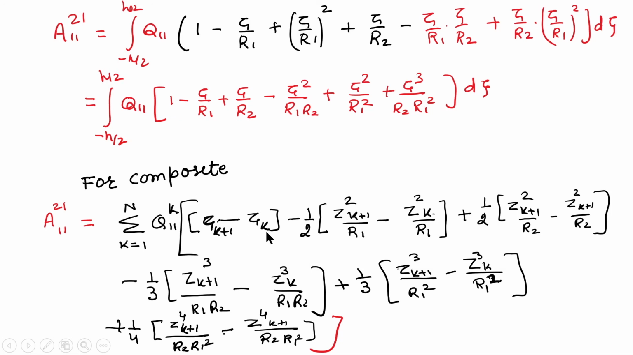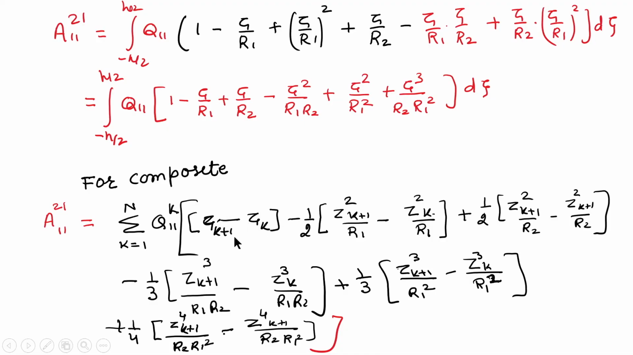So, if there is one layer, let us say that is the kth layer, the coordinate of upper minus lower gives you the thickness of that layer. Now, the second term, zeta by R1. If you integrate, it will come zeta square by 2, and then it will be zk plus 1 square by R1 minus zk square by R1. And the third term, same way; when we have zeta square, then zeta cube terms will be there.